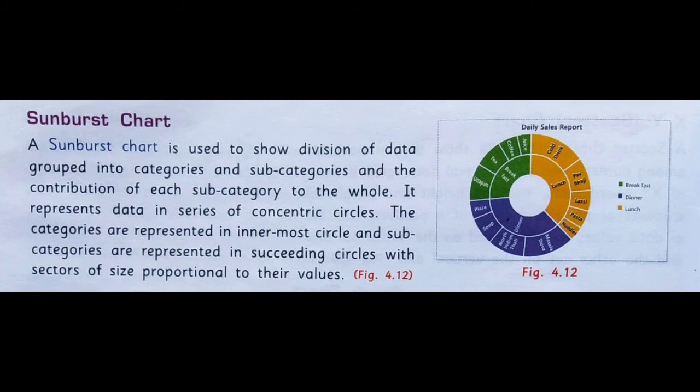Next is sunburst chart. A sunburst chart is used to show division of data grouped into categories and subcategories and the contribution of each subcategory to the whole. It represents data in a series of concentric circles. The categories are represented in the innermost circle and subcategories are represented in succeeding circles, with sectors of size proportional to their values.